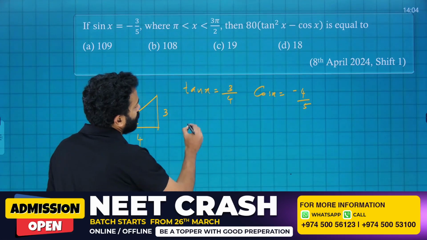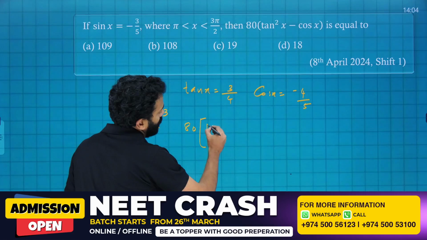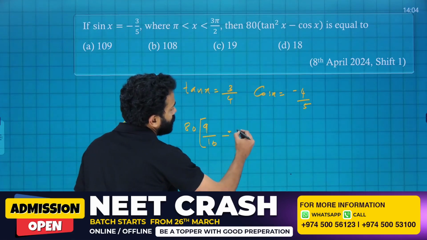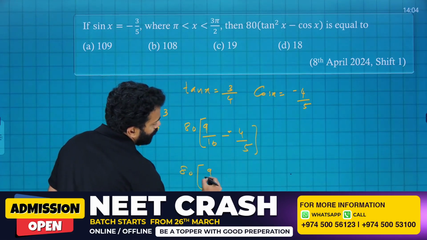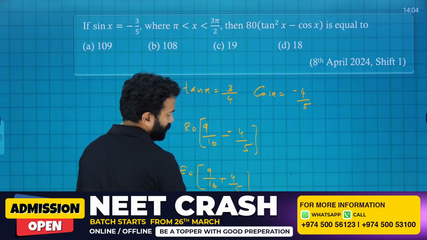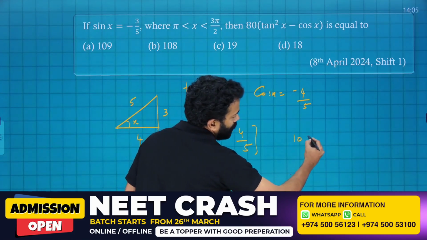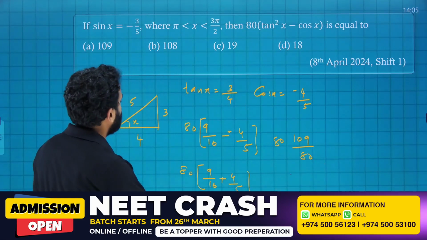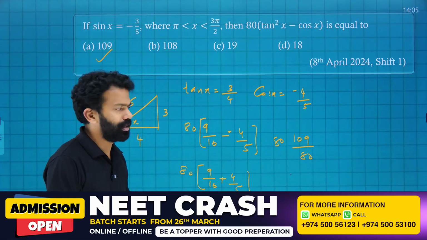So it will be 80 into, what is tan square x? Tan square x is 9 by 16, minus, what is cos x? Minus 4 by 5. So it's almost done. That is 80 into 9 by 16 plus 4 by 5. This is 45 and this is 64, right? That is 45 plus 64 is 109, divided by 80 into 80. After cancelling out, the answer will be 109. I hope you got the idea here. It's a very basic question.